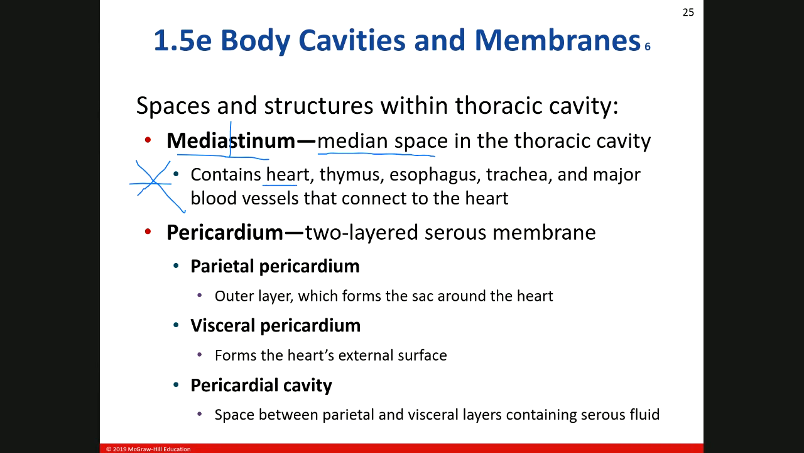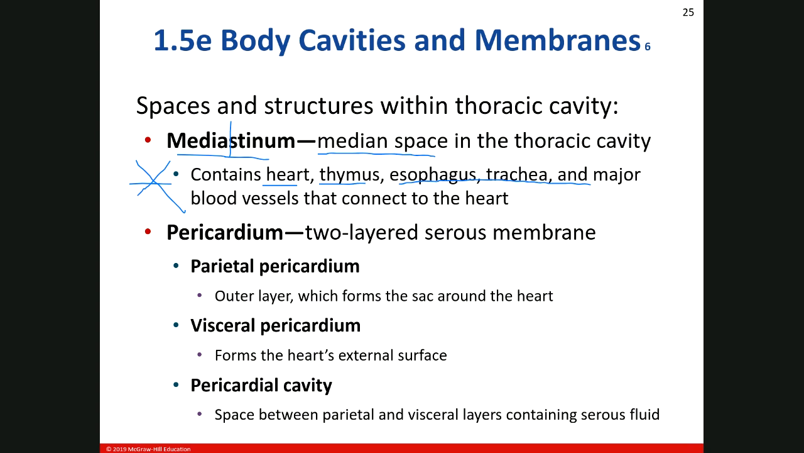Well, we're all familiar with the heart. The thymus, that's an immune gland. You also have the esophagus, the trachea, and some of the major blood vessels like the aorta. Those will all be located in the mediastinum, that center space of your thoracic cavity.